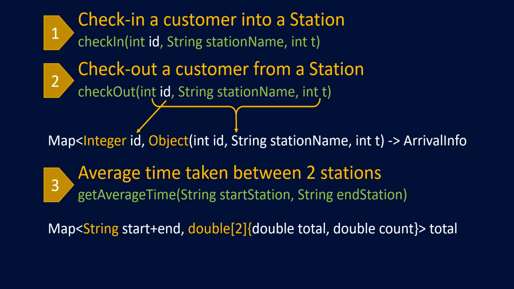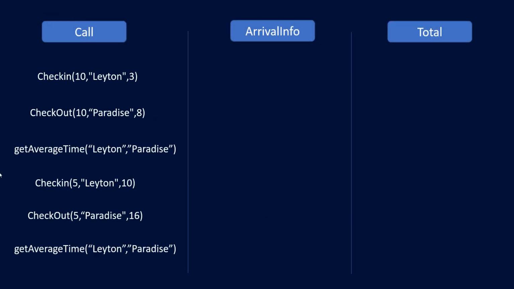This would help us in calculating the average because the average can be given by total divided by count. If we have these information ready with us, we'll easily be able to calculate the average. So these are the two data structures that we would be using in order to solve this particular problem or design this particular system. Now, let's take these calls that we have with us and then let's see what gets stored into these particular data structures that we have.